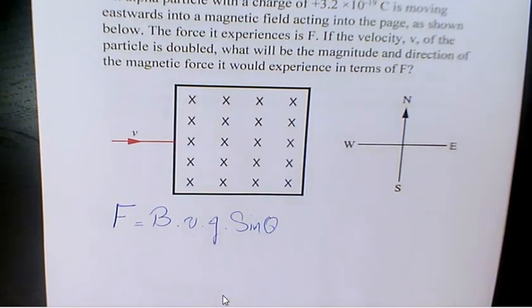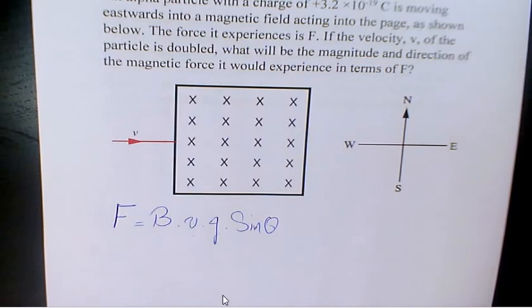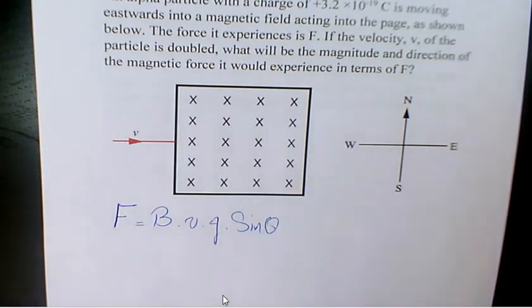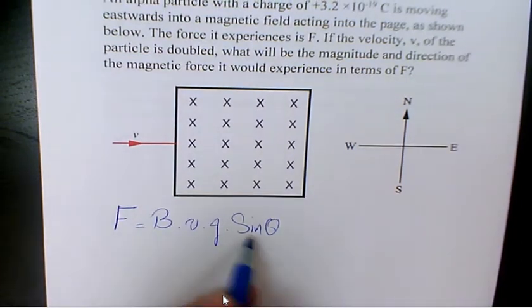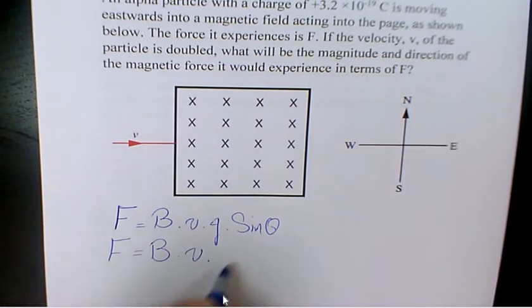Theta is the angle between the velocity direction and the magnetic field direction, which in this case they are perpendicular. So when they are perpendicular, theta is 90 and sine theta is 1. So sine theta is 1, so it's going to be maximum B, V, Q.